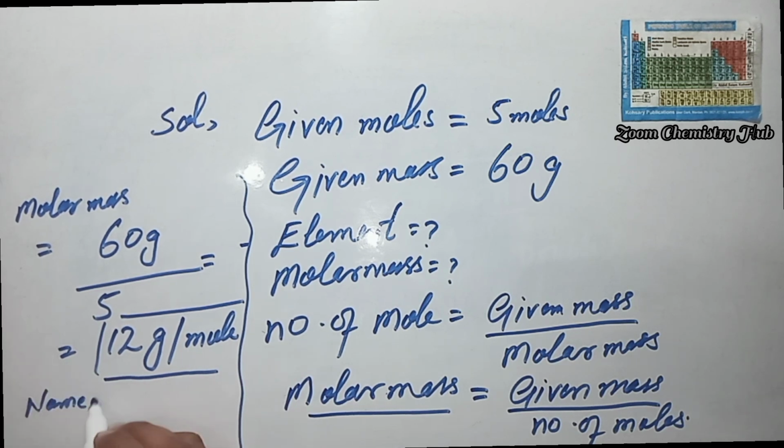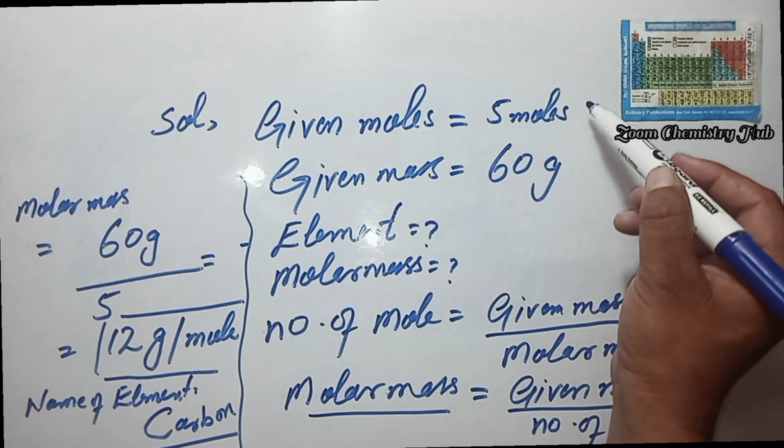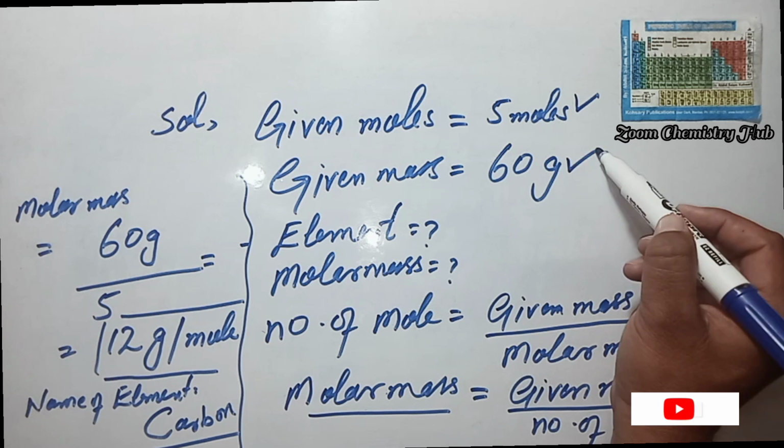So the name of the element is carbon. So by this formula we can find the unknown element from its number of moles and given mass.